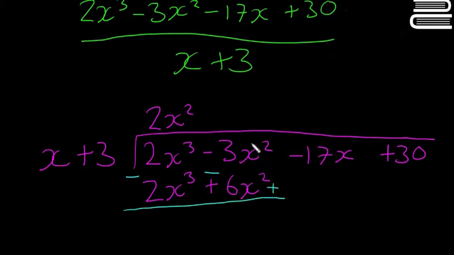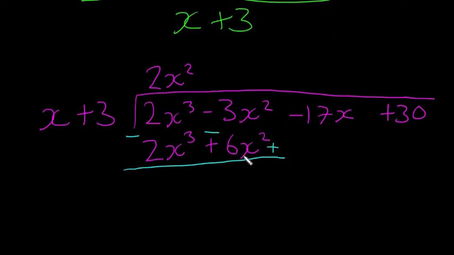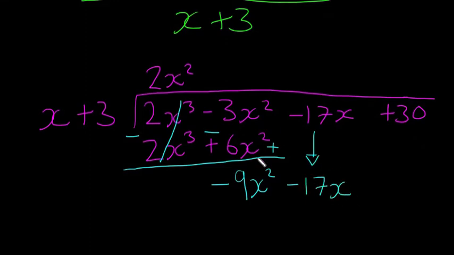I'll continue in blue. These are going to cancel because it's plus 2x cubed and minus 2x cubed. Here we have minus 3x squared and minus 6x squared, remember, not plus, and that is going to be minus 9x squared. And we're going to bring this down, so we're going to have minus 17x. If you're doing the exam, obviously don't use different colors. I'm just using different colors to show different steps.